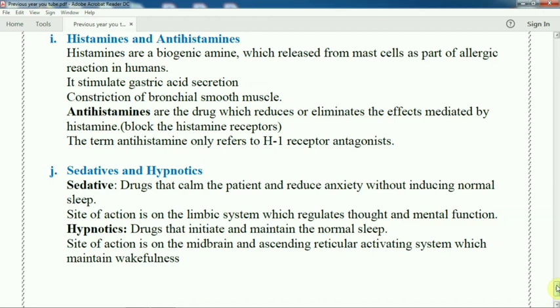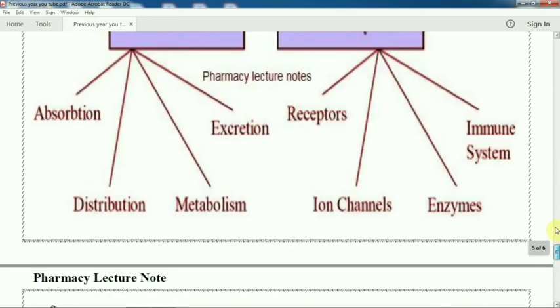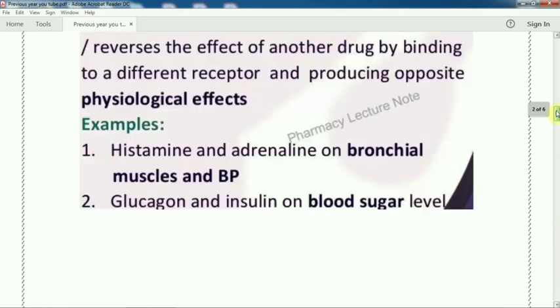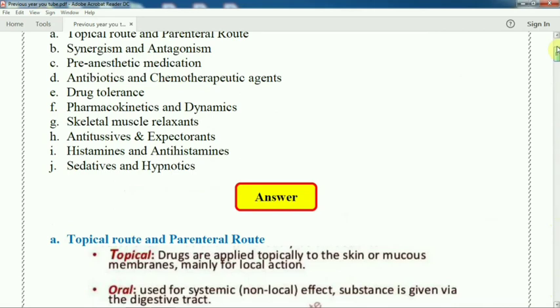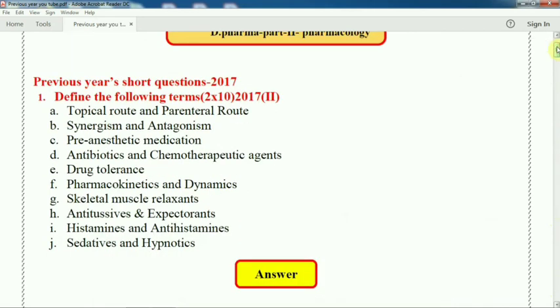So this is the whole of the short questions that came in 2017. We'll discuss in the next class, 2017 part 1 video. So this is for your understanding purpose. When we are going to write, you will write in a single line or add one example, like histamine example, sedative example, hypnotic example. So this is the short question part we have discussed.